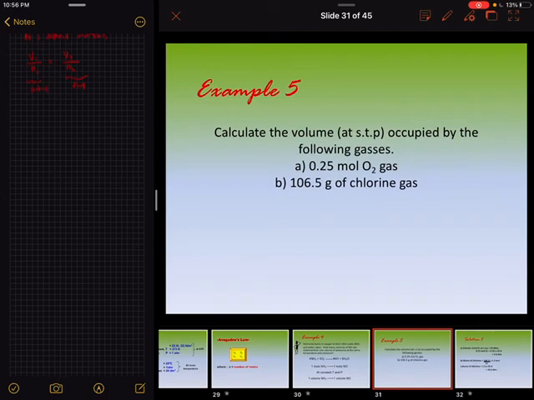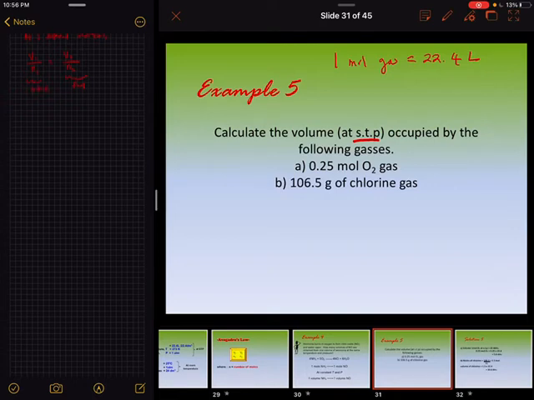Okay, so I ambil example yang ini. Calculate the volume at STP occupied by the following gases. Okay, so now kita ada apa dekat sini? Kita ada at STP. STP, this is 1 mole of gas at 22.4 liter. Okay, at STP, 1 mole of gas equals to 22.4 liter.